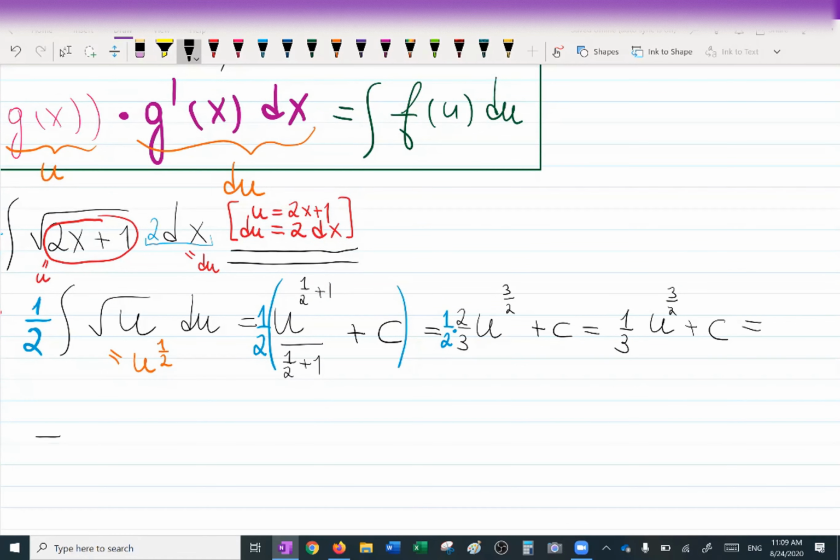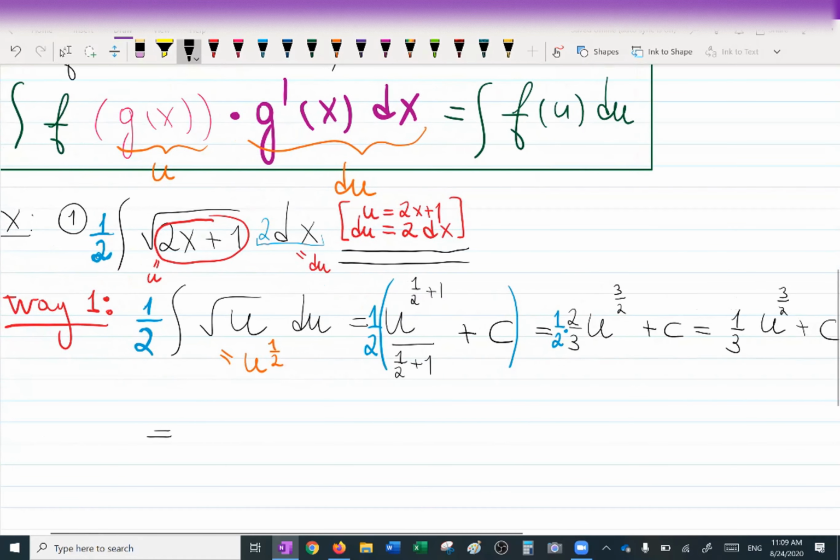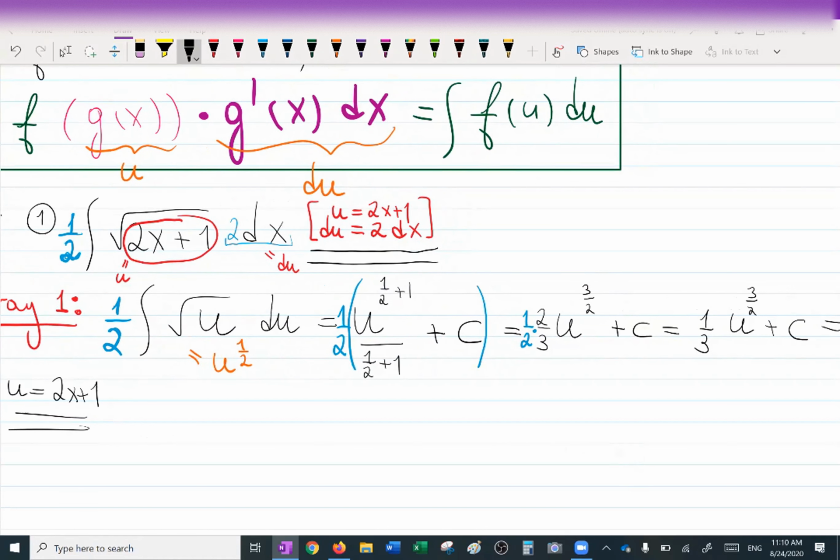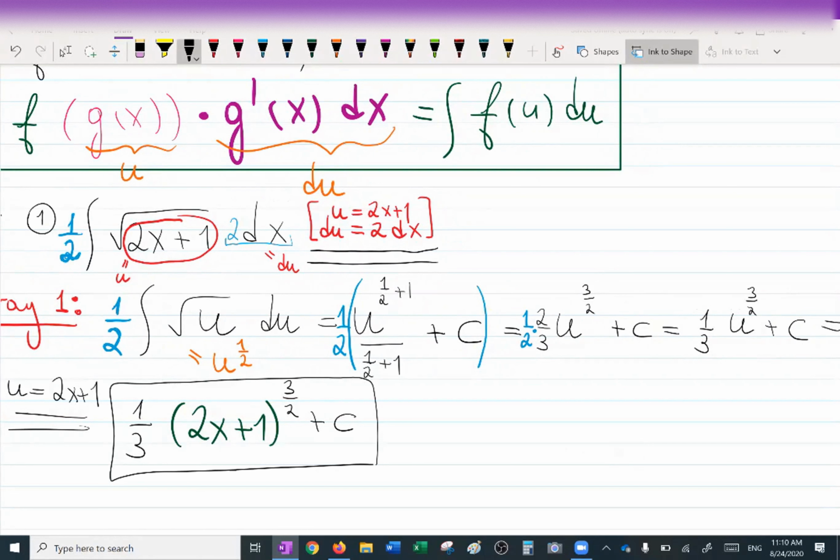So since nobody knows what U is, you have to give the answer in terms of the original function. And I will remind myself that U is 2x plus 1. You don't have to do this reminder all the time, but I'm doing it. Then the answer will be 1/3 U raised to the 3/2, but U is 2x plus 1, so 2x plus 1 raised to the 3/2 plus c. And put it in the box.